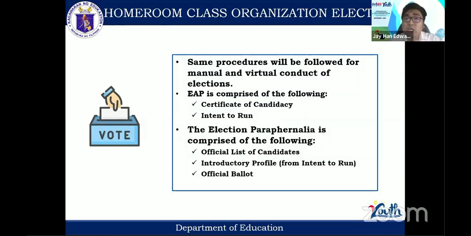So homeroom class organization elections, the EAP is comprised of the following. Number 1, certificate of candidacy. Number 2, intent to run. And for the election paraphernalia po, for the homeroom class organization elections, it is composed of the following: official list of candidates, the introductory profile from intent to run, and the official ballot.